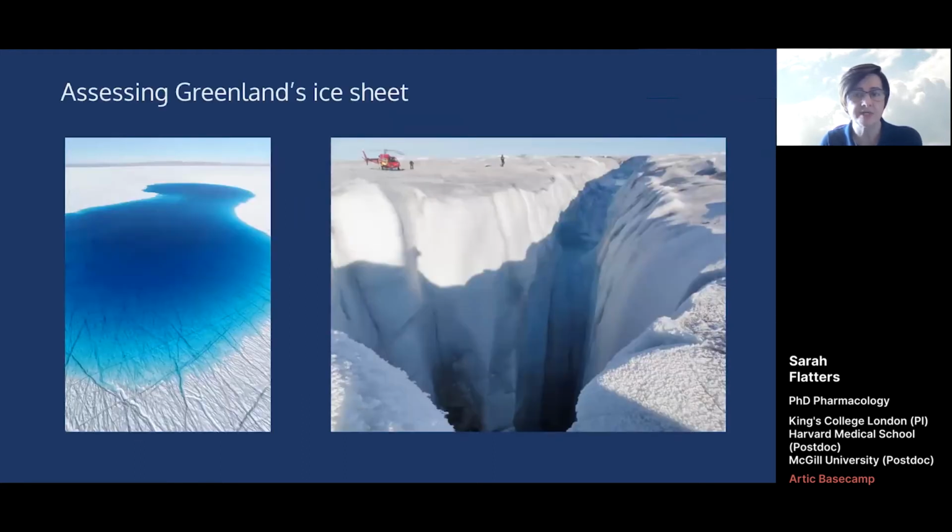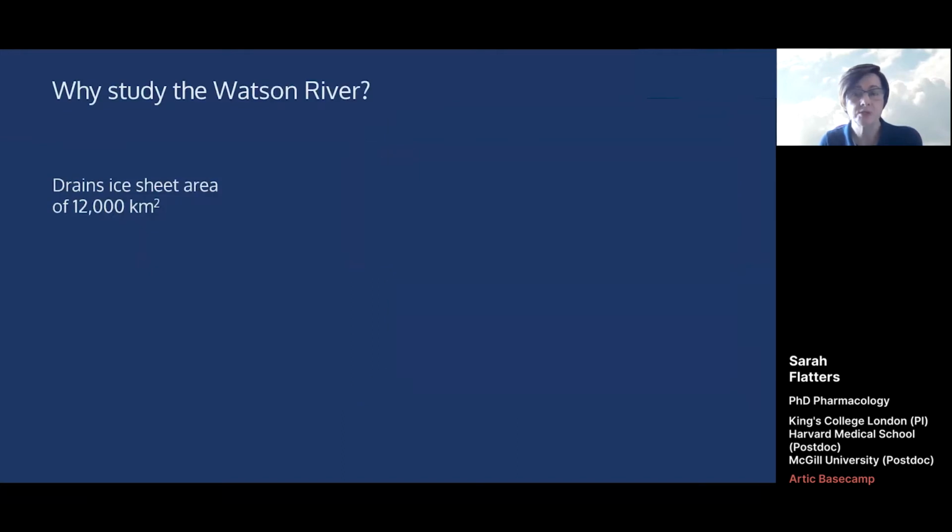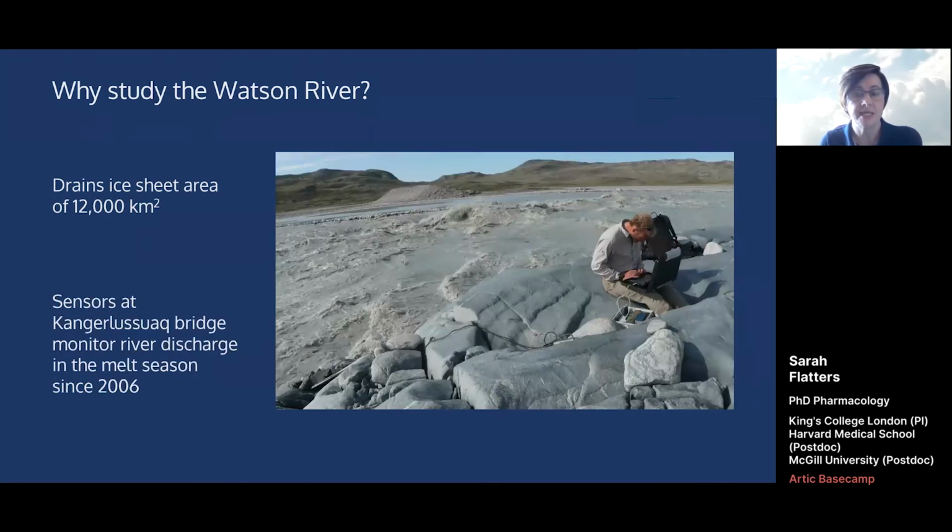How can we assess the degree of Arctic melt? Well, looking within Greenland's ice sheet at melt lakes and holes for abnormalities is an expensive, difficult, and dangerous business. Alternatively, and more safely, the degree of melt can be assessed at the coast. In West Greenland, there is a town, Kangaluswak, that sits on the banks of the Watson River, which is a focal point for climate scientists, because the Watson River drains a huge ice sheet area.